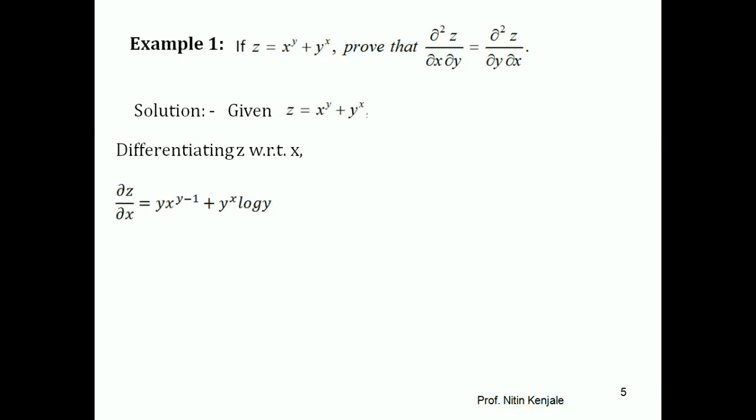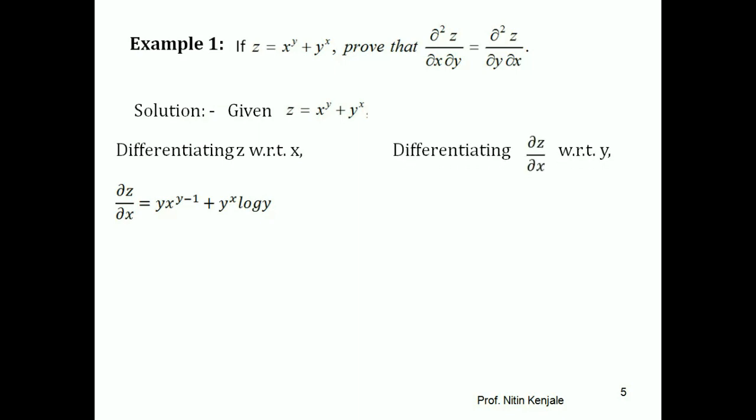For example, if z is equal to x raised to y plus y raised to x, then we have to prove that del 2z by del x del y is equal to del 2z by del y del x. Let us see the solution. We are given z is equal to x raised to y plus y raised to x. First we calculate del z by del x, that is we differentiate partially z with respect to x. We get it is equal to y x raised to y minus 1 plus y raised to x log y.